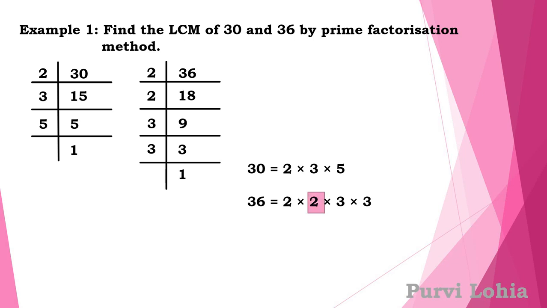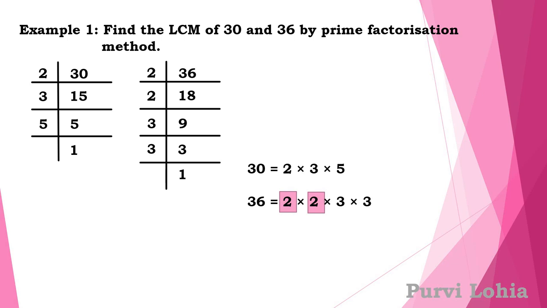Okay. How many 2's, maximum numbers of 2's are there? There are 2 2's. Okay. Because in the prime factorization of 30, we have only 1 2, while in the prime factorization of 36, we have 2 2's. So we will take 2 2's.